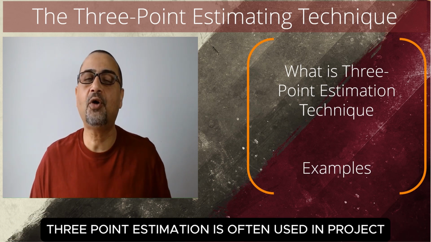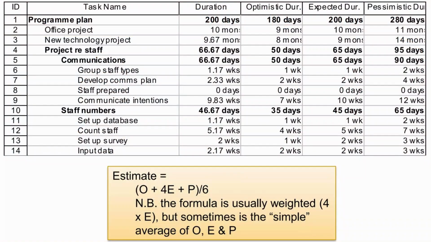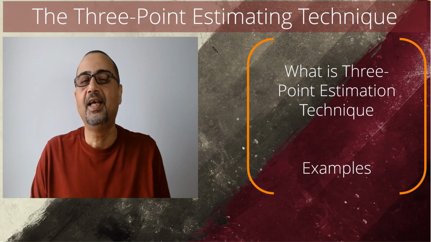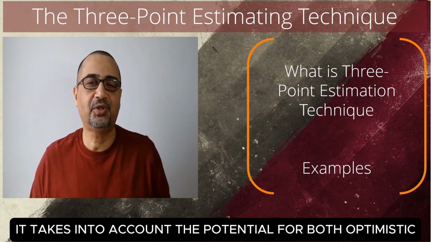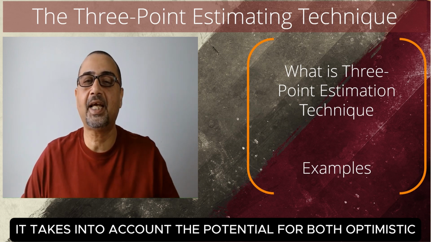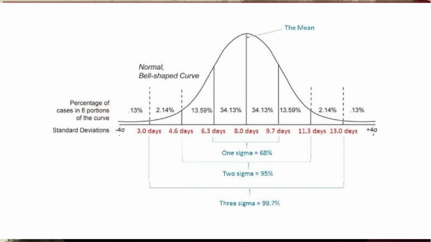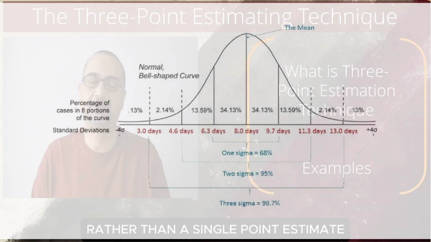Three-point estimation is often used in project management to estimate project duration, cost, or other variables that are subject to significant uncertainty or variability. It is a useful technique because it takes into account the potential for both optimistic and pessimistic outcomes and provides a range of possible values rather than a single point estimate.